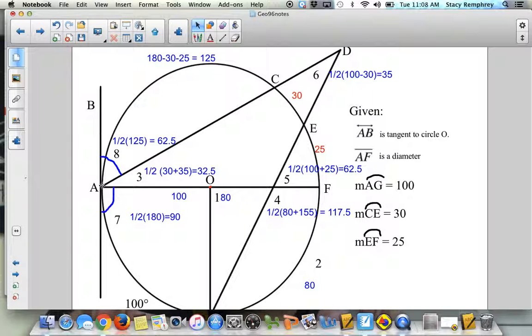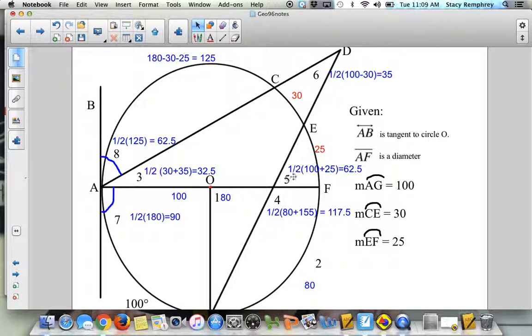3 is inscribed, vertex on the circle. It intercepts arc CF, so I did half of that arc. Angle 4 is made of chords, half the intercepted arc, so 80 is coming from here. The 155 is coming from arc EA, because if you follow the chords, that's what's intercepted.